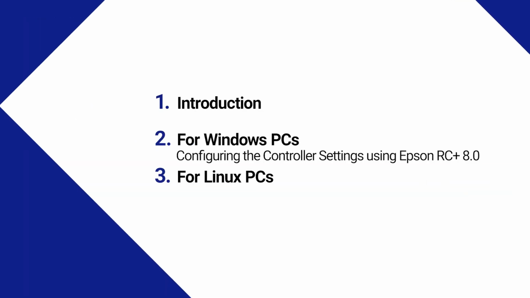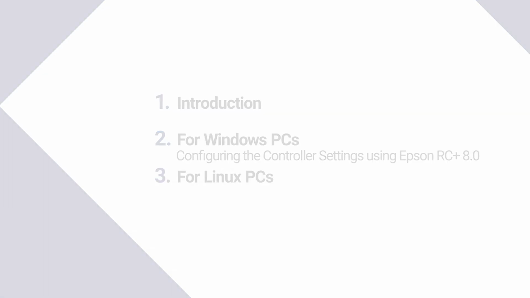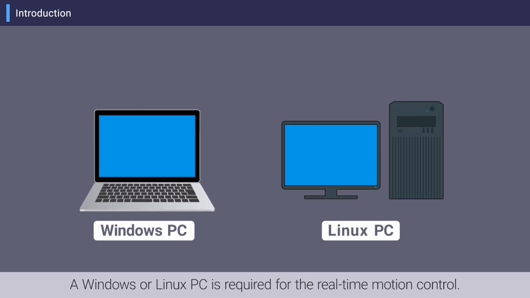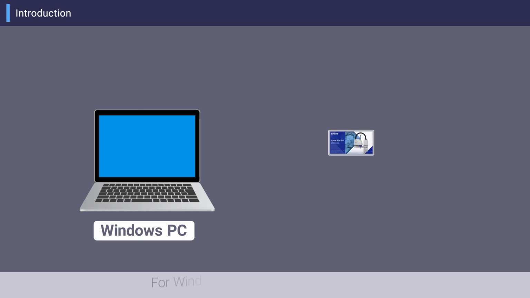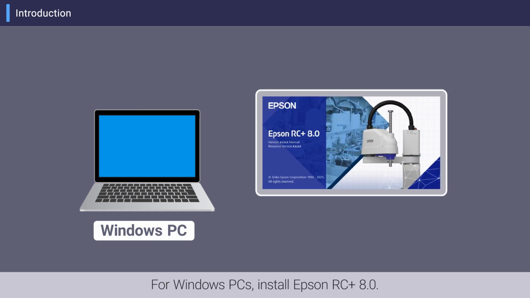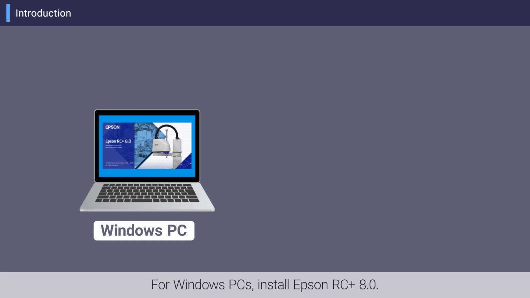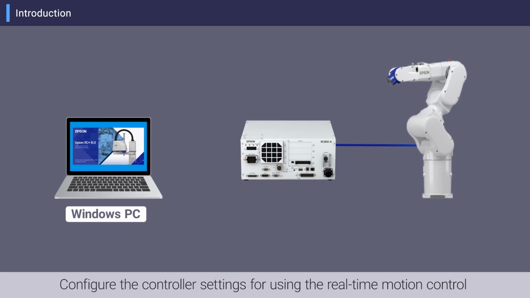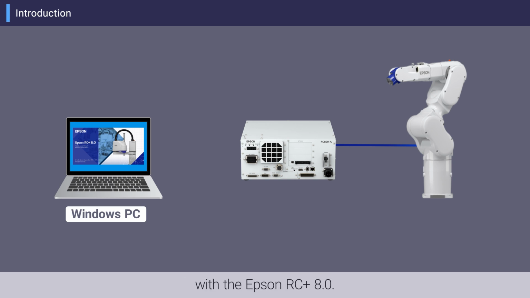This video explains what you need to do before using the real-time motion control function. A Windows or Linux PC is required for the real-time motion control. For Windows PCs, install Epson RC Plus 8.0. Configure the controller settings for using the real-time motion control with the Epson RC Plus 8.0.